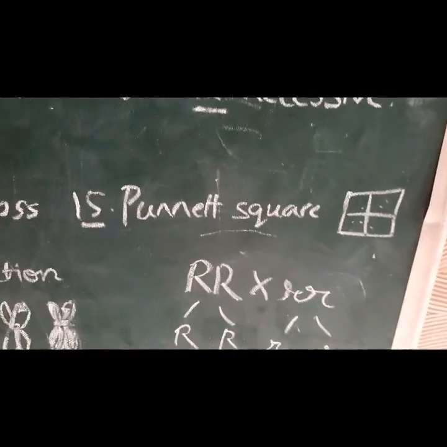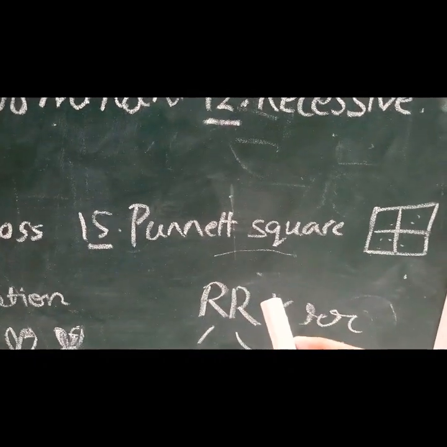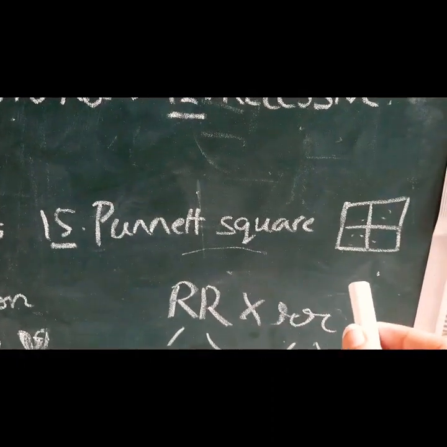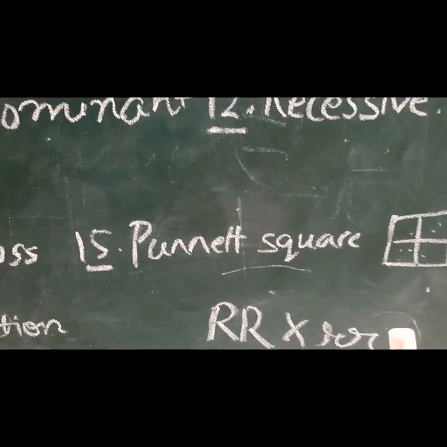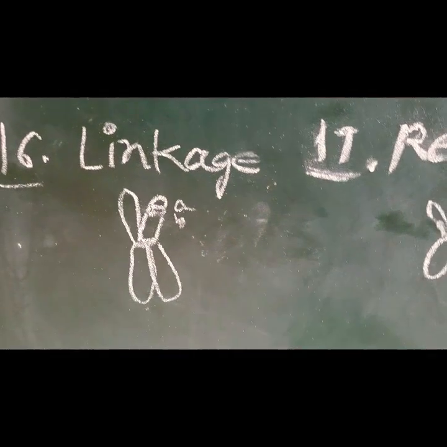Next term is Punnett square. What does it signify? It says about the symbol or the box we use to represent the new combination in the F2 generation. Next term we have is linkage.